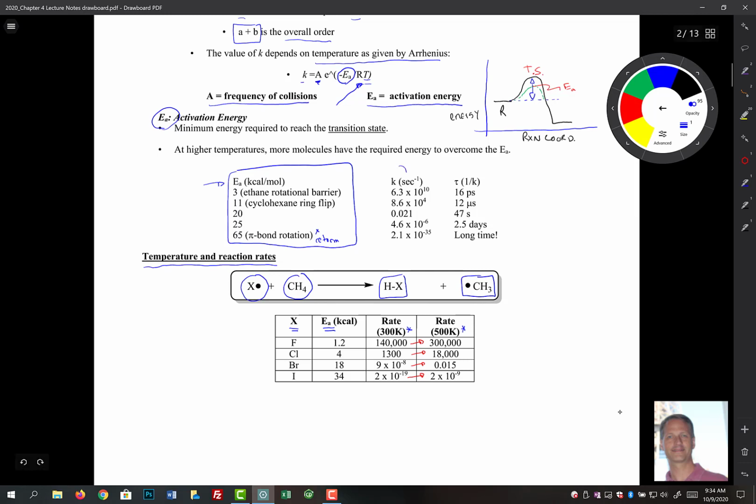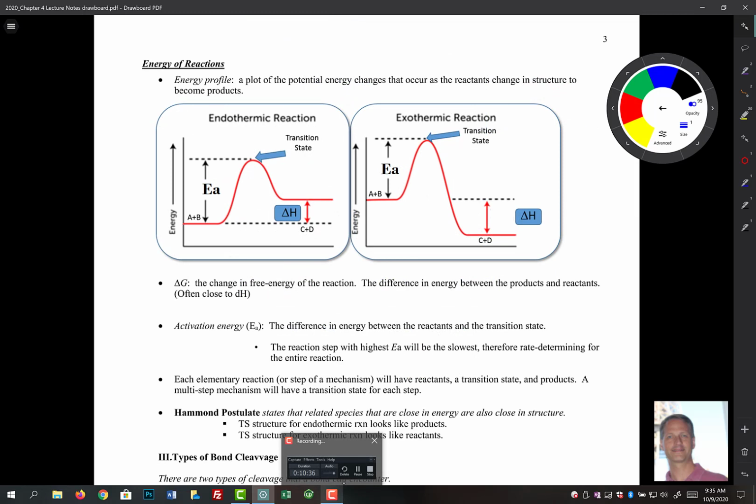Here's our K value, and if you take 1 over the K value, you can get some time. For ethane, that's about 16 picoseconds. Cyclohexane ring flip, 12 microseconds. You've got 47 seconds, 2.5 days, and the pi bond rotation, I'll let you guys calculate that on your own. That's a long time, so it just doesn't freely happen at room temperature. You'd have to increase that temperature quite a bit to get that rotation to occur.